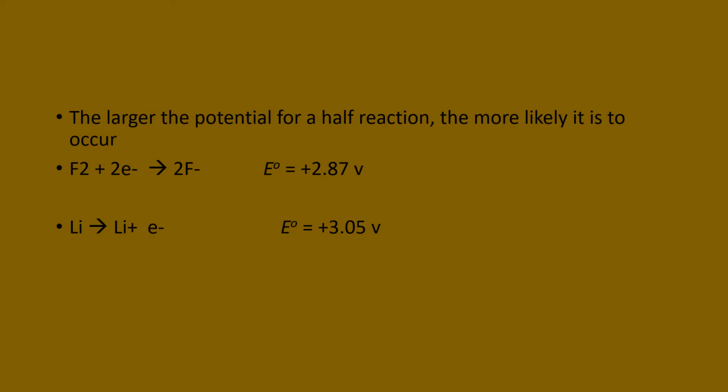The larger the potential for a half reaction, the more likely it is to occur. So if you look at both of these, and again, this should be F2, then iron being reduced has a plus 2.87. Lithium being oxidized has a plus 3.05. The more positive, the more likely it is to occur. So the lithium being oxidized is more likely to occur.